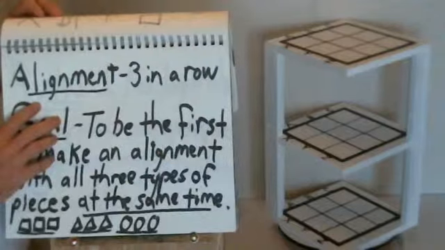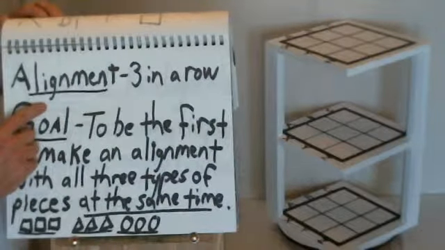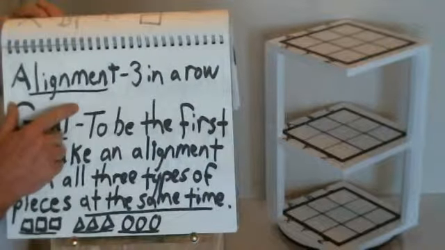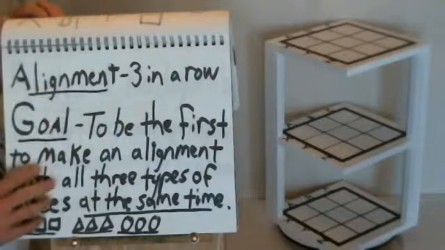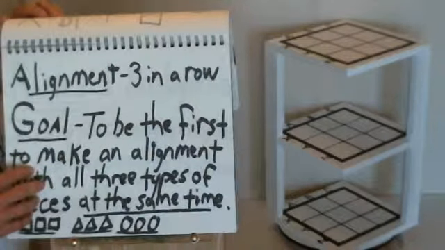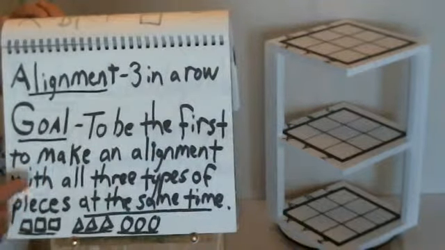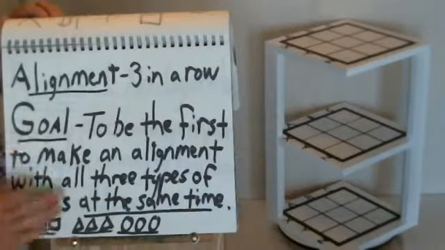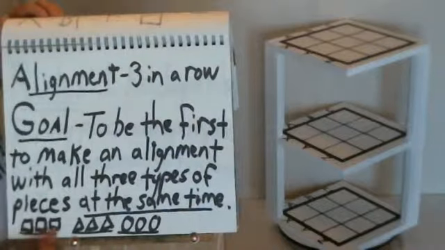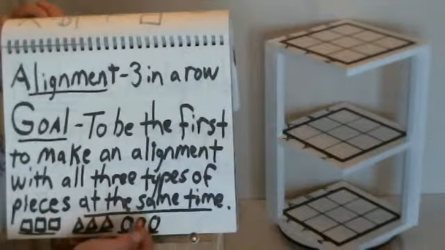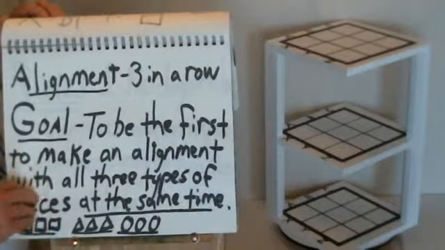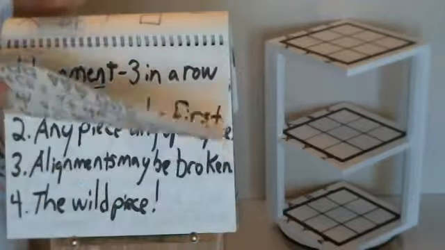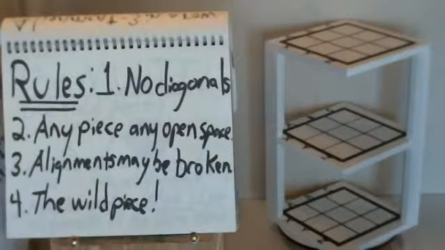The only real big definition we have is the word alignment, and that is simply 3 in a row. The goal then is to be the first person to make an alignment with all three of the different types of pieces at the same time: 3 flats, 3 points, 3 rounds, all at the same time. The first one to do that wins. Pretty simple. There are very few rules.